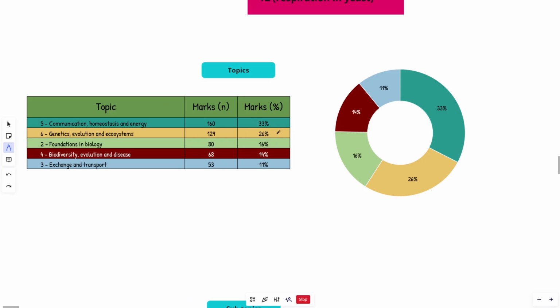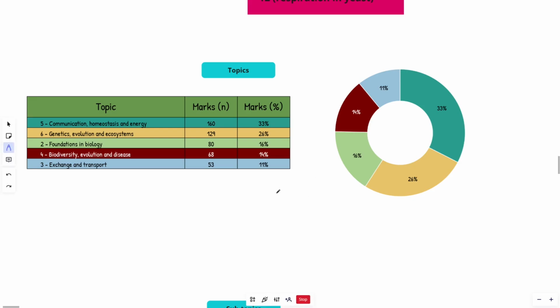Done. So basically what I want you to take away from this is that communication, homeostasis and energy is the highest topic overall. And then it drops down to genetics, evolution, and then it really just dips off. Look, 16%, and then it dips off from there. Okay, so down here, you're looking at like half the percentage of marks as this. Again, this is all summed together. This is aggregated across the 7 years, 2017 to 2023.